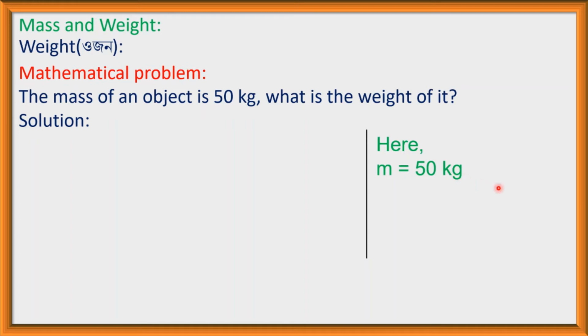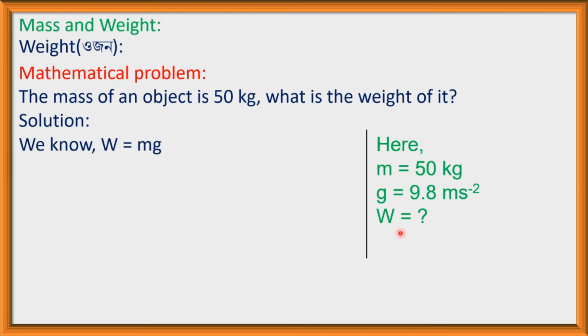If this mass is given in any other unit, gram or any other unit, then we have to convert it into kilogram. And here acceleration due to gravity, we know the standard value of acceleration due to gravity g is 9.8 meter per second square. We know there are many values of g, and the standard value is g is equal to 9.8 meter per second square. Weight is equal to what? We have to determine the weight of this body.